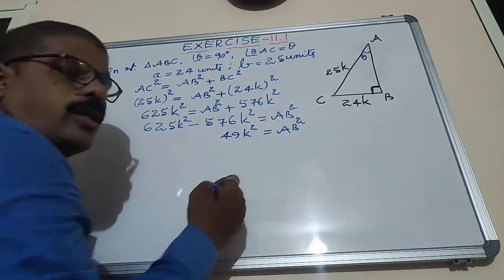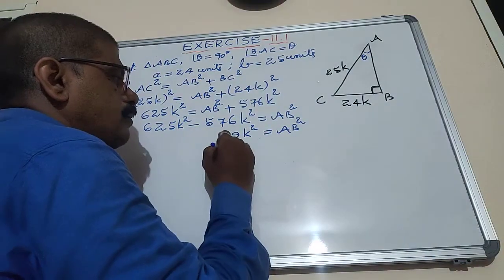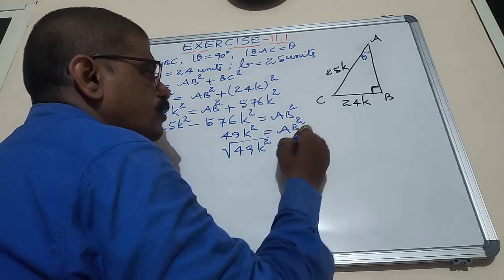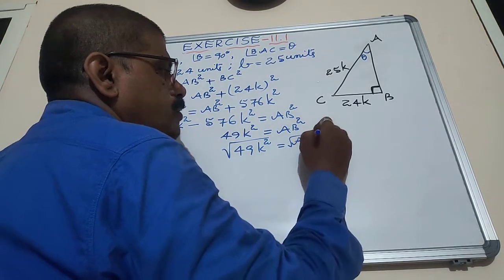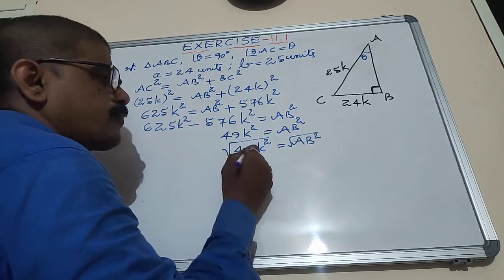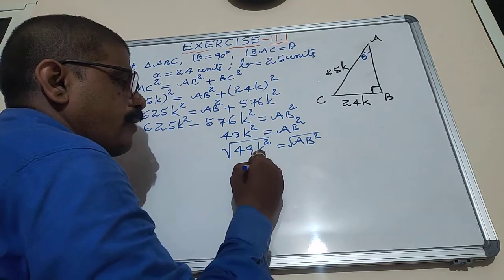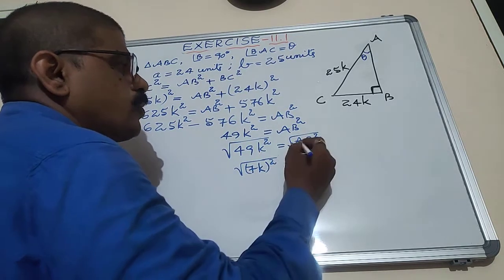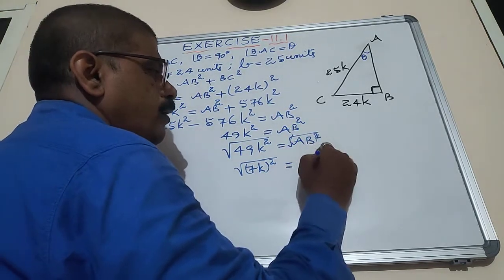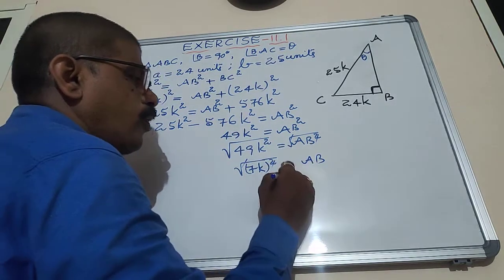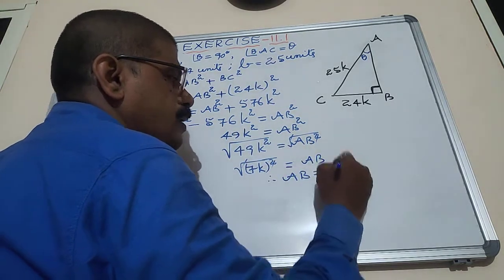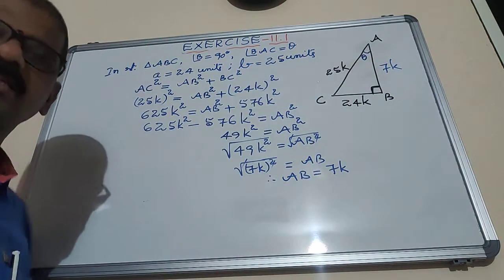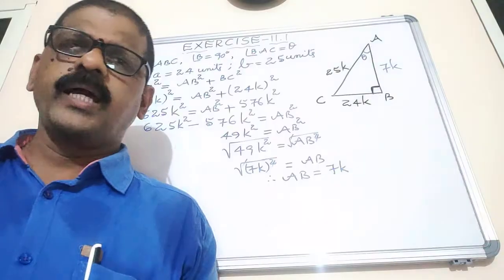Clear? Now taking square roots on both sides. The square root of 49k square equals the square root of AB square. 49 can be written as 7 whole square, so the square is cancelled. Therefore, AB equals how much? 7k. Now this value is 7k, that means 7 units. Clear?